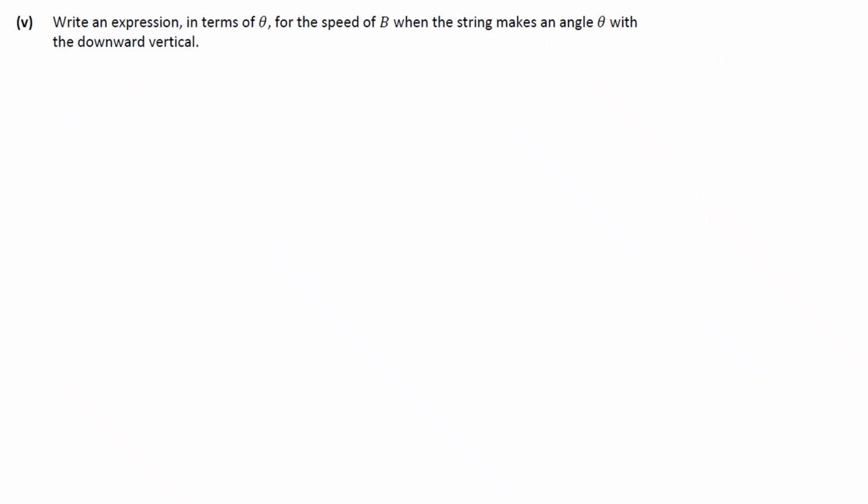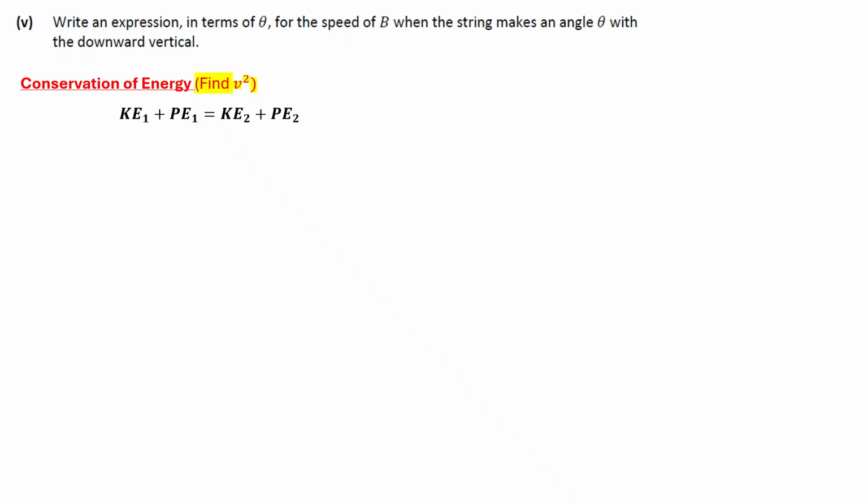So part 5, write an expression in terms of theta for the speed of B when the string makes an angle of theta with the downward vertical. So first we're going to start with the conservation of energy because we're dealing with the vertical circle. So we're going to use this to find B.